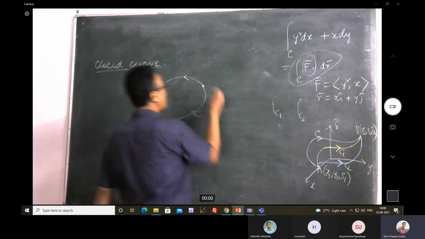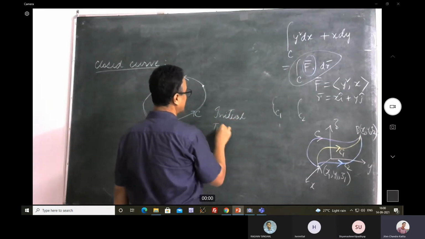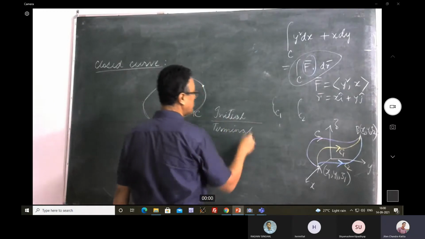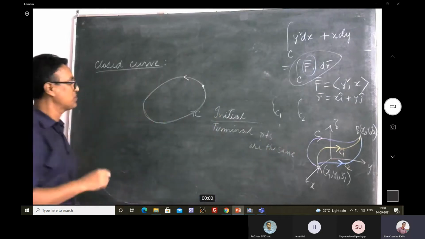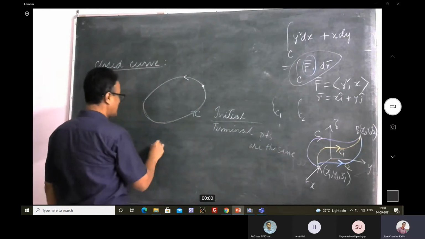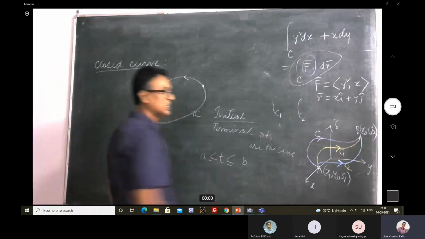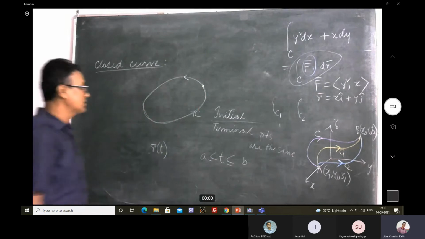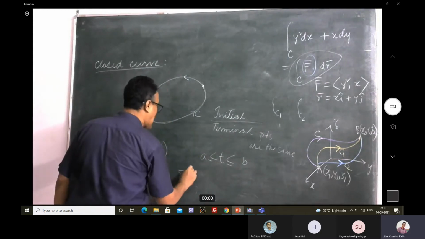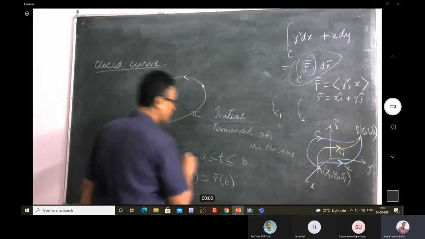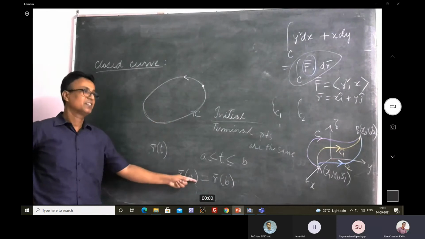Fine? So that means the initial and the terminal points, they are the same. Okay? So what is the meaning of this? Suppose this r(t) is the parameterization of this curve, where t is defined in this interval. So that means we start with t equal to a and we end up at t equal to b. Right? So that means what happens here? r(a) is equal to r(b). Is it okay? Fine? Yes. This is what happens.